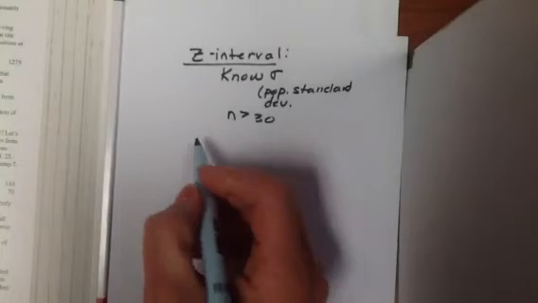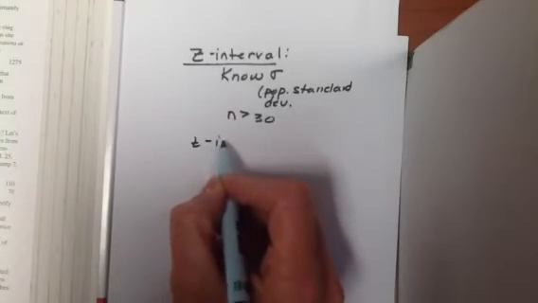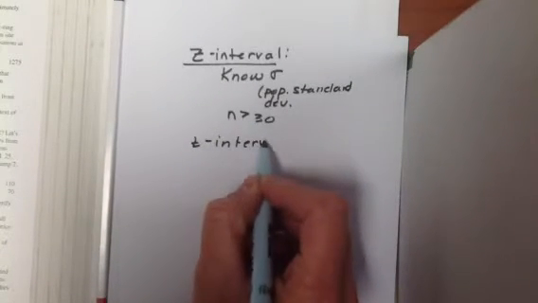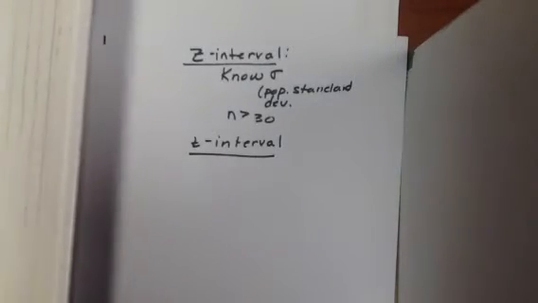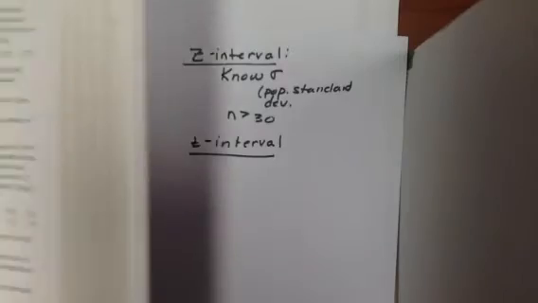So if we don't have those two things, we're going to use what's called a t-interval, and it's a student t-distribution. Students' t-distributions, as you saw in the lecture videos, are very similar to the standard normal distribution. They're bell-shaped and symmetrical. Their tails are fatter, so it takes a little bit further to approach the axes, but that was in the lecture video.